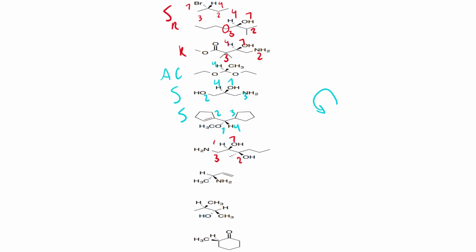That has to be 3. And that's 4. Alright, for that center, we're going to say that is going like this. 1, 2, and 3. The H is in the back, so that's clockwise. That's going to be R. R configuration. For the first one. That's R. Okay. For the second center, what is it? For the second center, let's do it in pink.